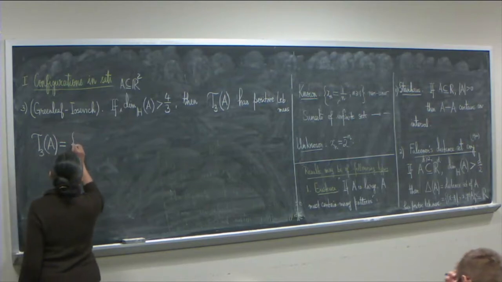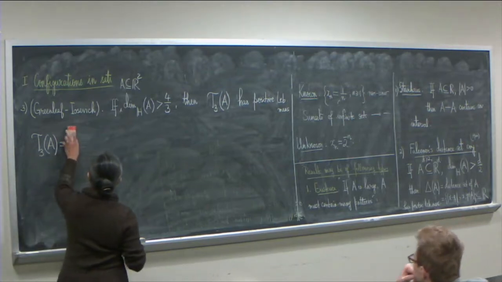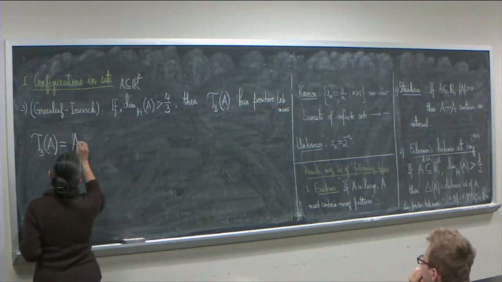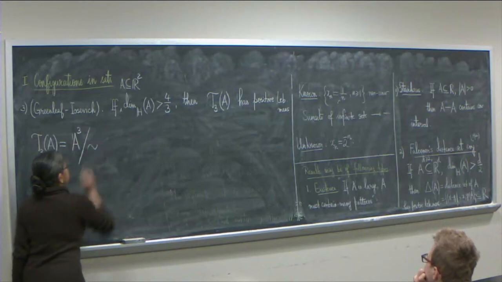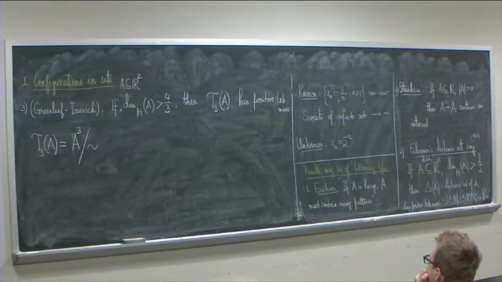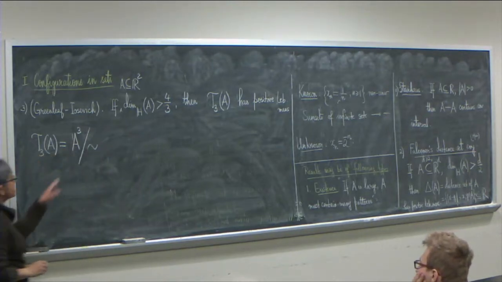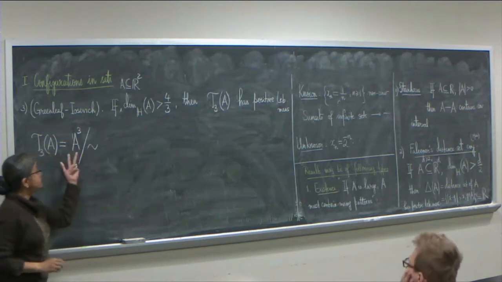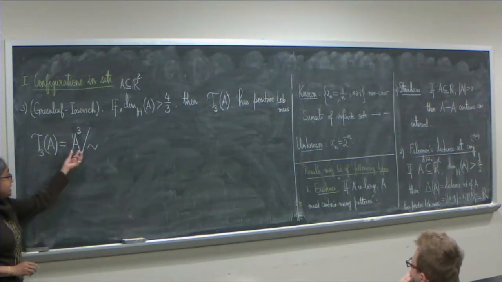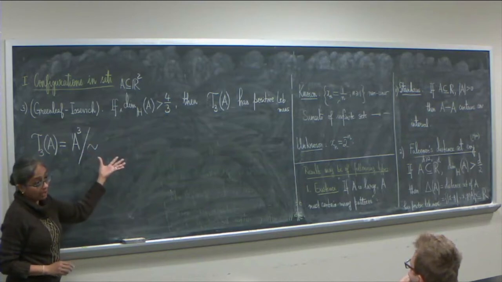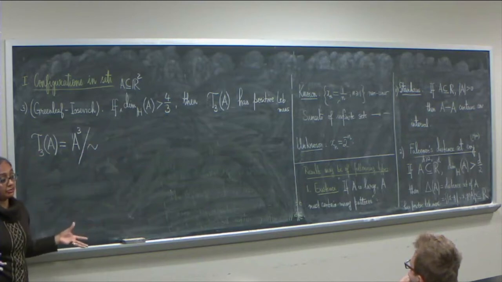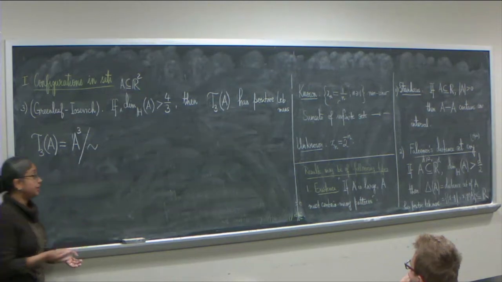So this is really the set A cube, A cross A cross A, but modded out by a certain equivalence relation. What's the equivalence relation? You will say that a triplet of points x in A cube is equivalent to another triplet y if the two triangles that they form are congruent. Okay?